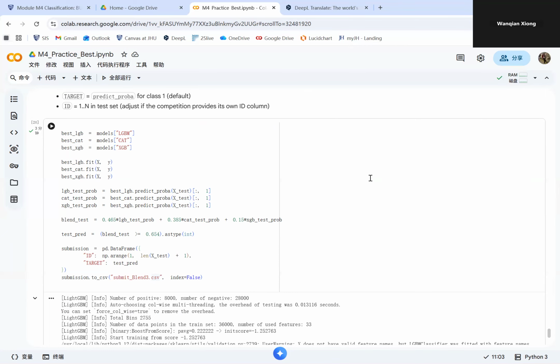In short, good feature engineering, class weighting, and model ensembling gave us a very strong classifier.